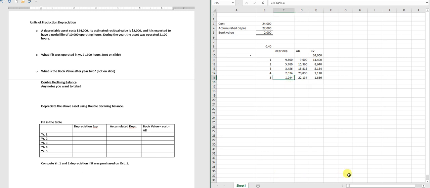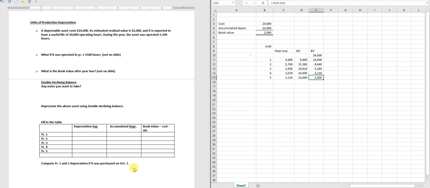So I want this to be 1 because I want my accumulated to be 22,000, which is cost minus salvage value. I want to depreciate 22,000 because I want my book value to be 2,000 in the end.